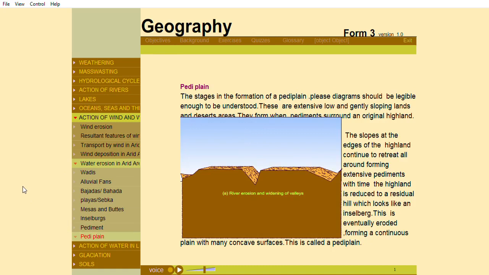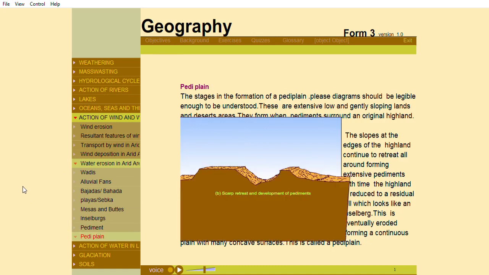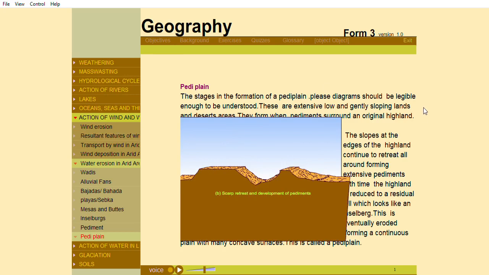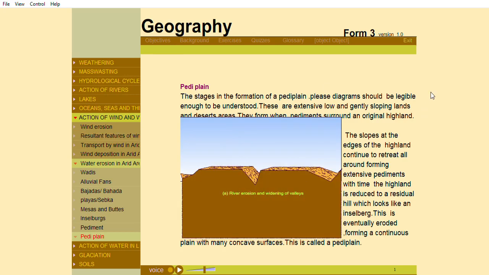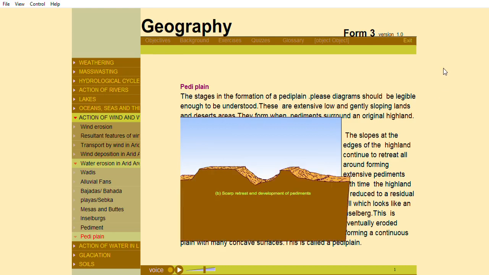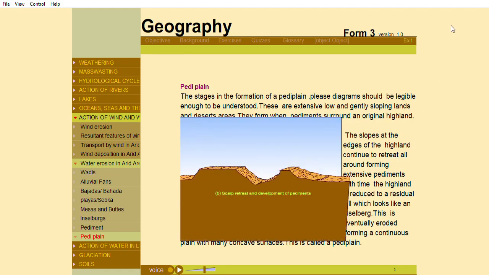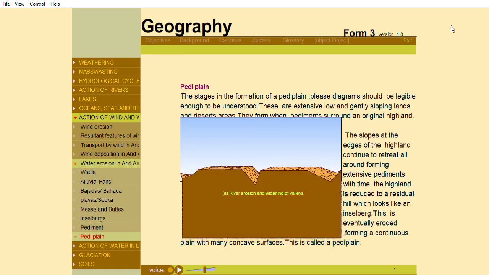Pediplain. These are extensive, low and gently sloping lands in desert areas. They form when pediments surround an original highland. The slopes at the edges of the highland continue to retreat all around, forming extensive pediments. With time, the highland is reduced to a residual hill which looks like an inselberg. This is eventually eroded, forming a continuous plain with many concave surfaces. This is called a pediplain.